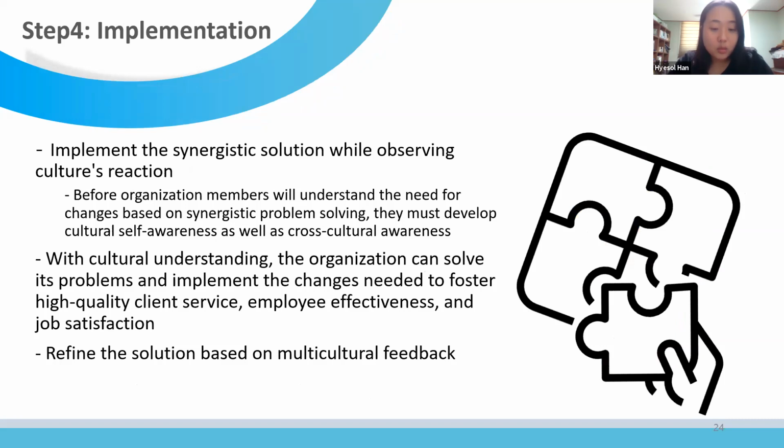Lastly, organizations must plan the implementation of culturally synergistic solutions carefully and implement them while observing cultural reaction. Before organization members will understand the need for changes based on synergistic problem solving, they must develop cultural self-awareness. Through cultural understanding, the organization can solve its problems and implement the changes needed to foster high-quality client service, employee effectiveness, and job satisfaction. Also, based on multicultural feedback, refining the solution is important too.